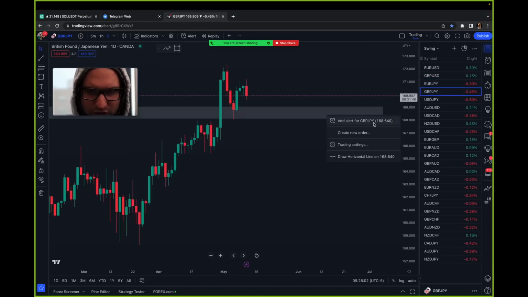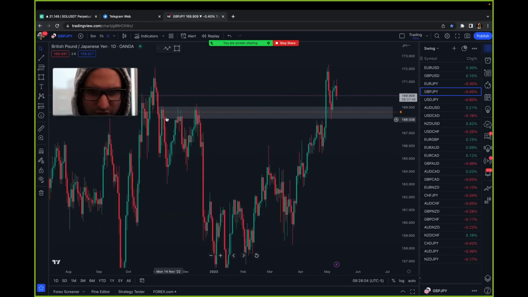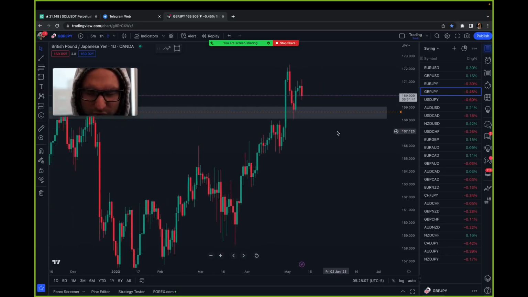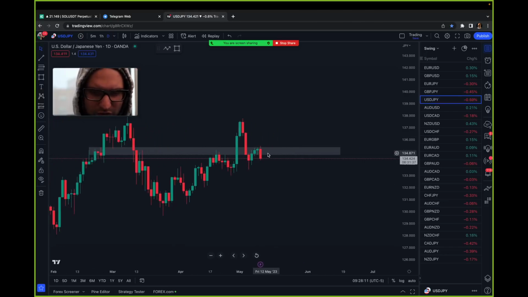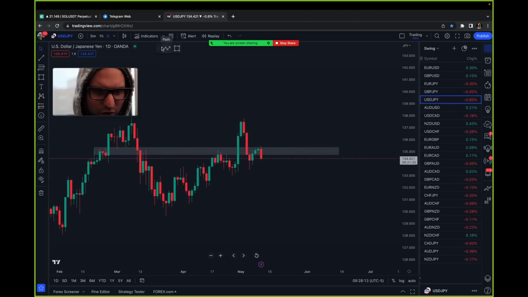GJ, I'm going to set an alert right here. If price gets to that zone, I'm going to look to buy there. There's resistance a bunch of times and turned to support. USD JPY, we just bounced at this next resistance zone. I was actually short this morning and I closed it around break even before the news came out.